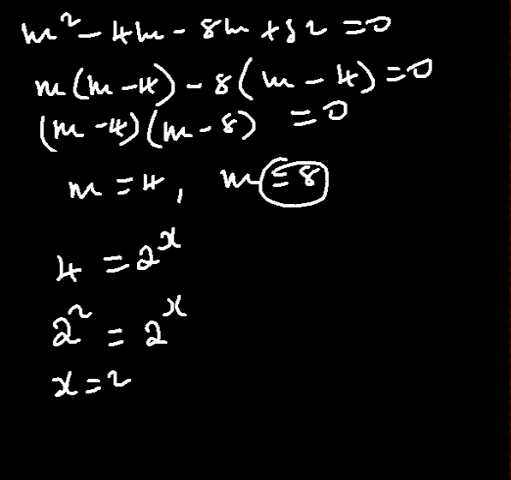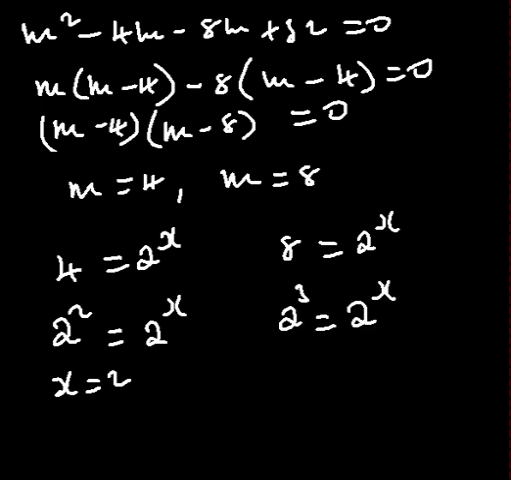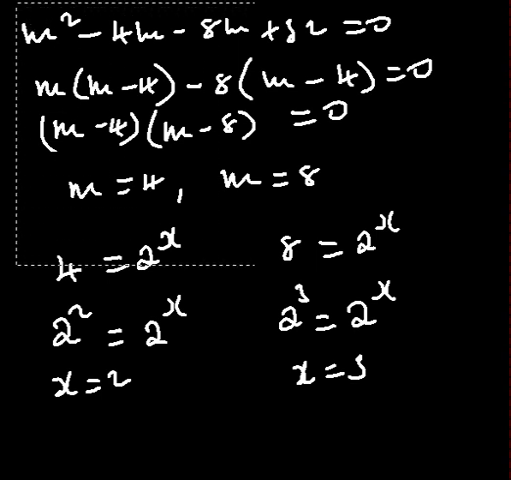And also for this one, we have 8 is equal to 2 to the power x. At this point we can express 8 in base 2, which is 2 to the power 3, which is equal to 2 to the power x. Since the bases are the same, we'll have x equal to 3. So that is the solution, as you can see there.